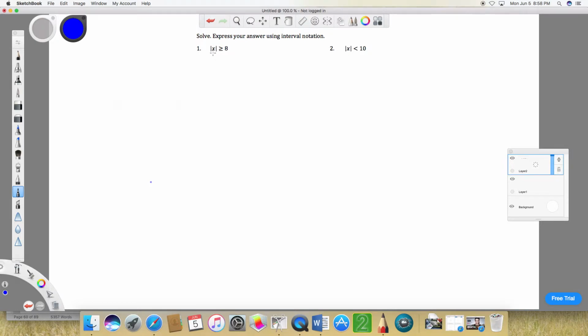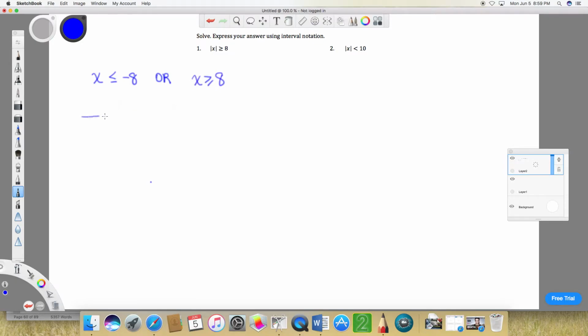So we're going to split this up into a compound inequality. We drop the absolute value, we change the direction of the arrow, and we also change the sign. So we have x is less than or equal to -8, and then in the second inequality, we just simply drop the absolute value symbols.